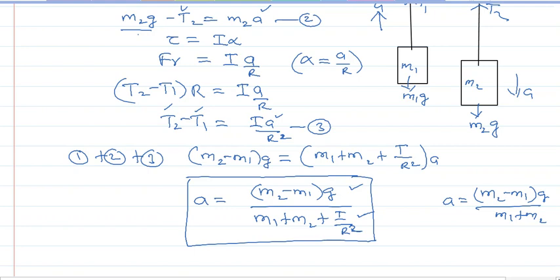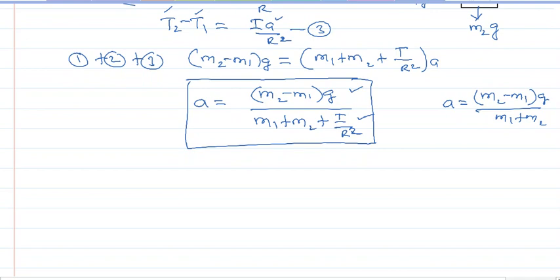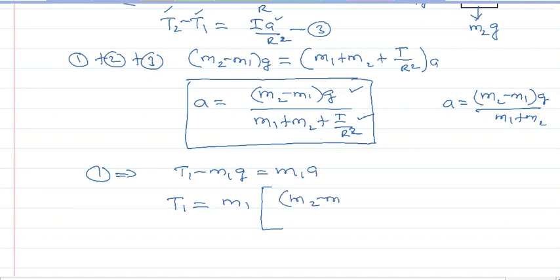If you substitute this value in equations 1 and 2, you are going to get the tensions in the string. So same, I am writing. Equation 1 is T1 minus m1g equal to m1a. Bring to the right side and substitute the value of a, which is (m2 minus m1)g divided by (m1 plus m2 plus I by r square), plus m1g, this m1g comes to the right side.